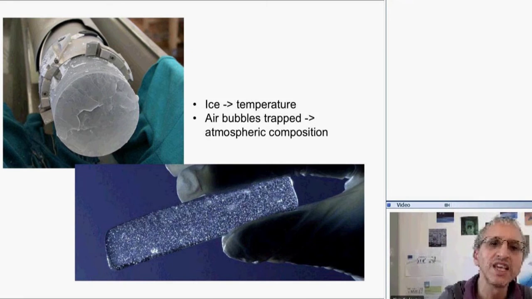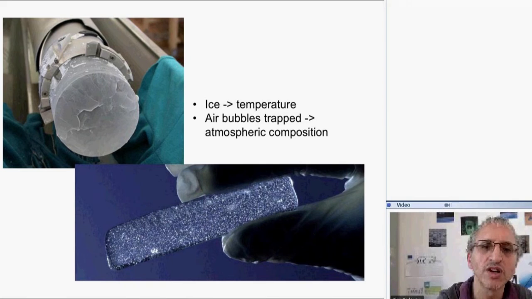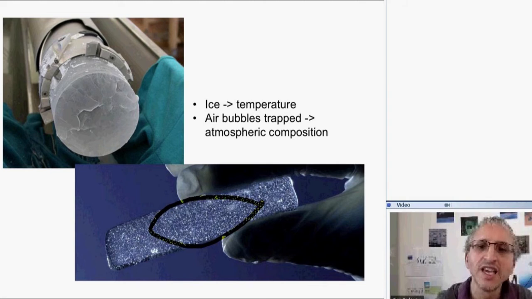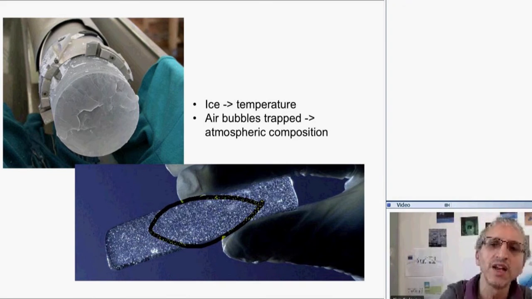What is interesting is that the isotopic composition of the ice is like a thermometer. You can derive the temperature, but what is very interesting is that in the ice you've got bubbles, and these bubbles are the air of the atmosphere 1,000 years ago or 50,000 years ago. When it freezes, it traps air bubbles, and we can analyze the chemical composition of these bubbles. So we can analyze the chemical composition of the atmosphere 10,000 or 50,000 years ago. Ice gives you the temperature, and bubbles give you the atmospheric composition.